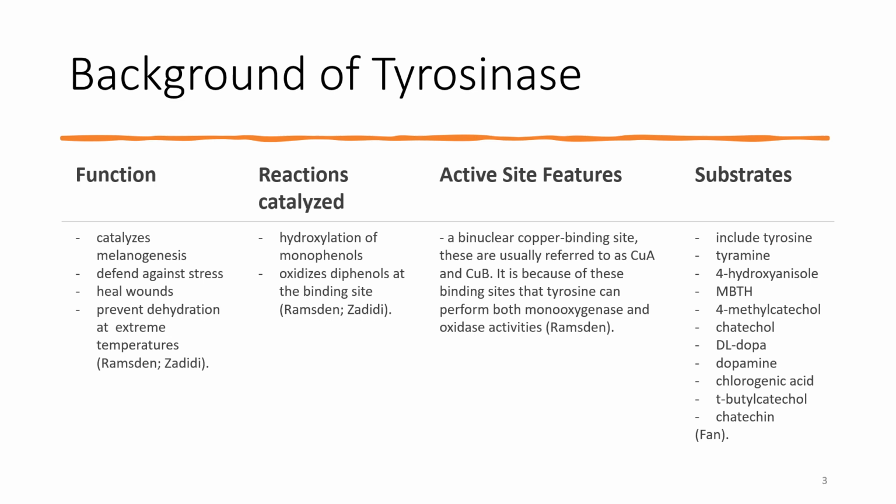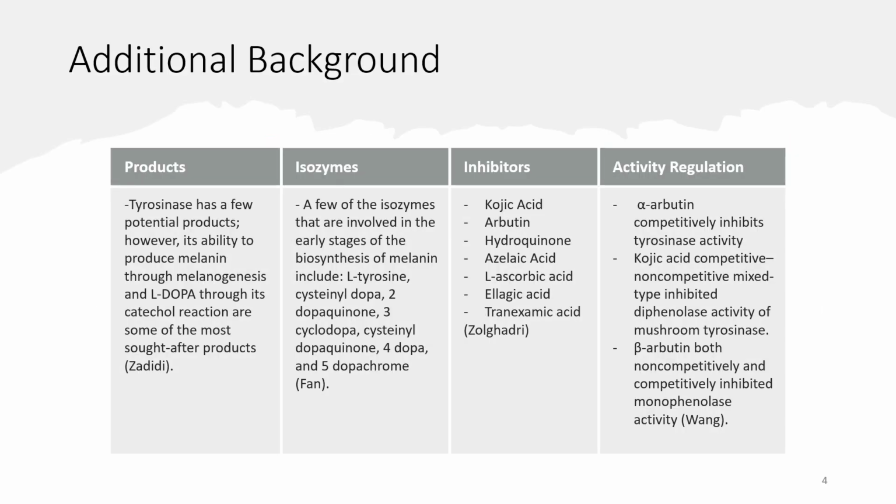Some substrates that interact with tyrosinase include tyrosine, tyramine, 4-hydroxyanisole, MBTH, 4-methylcatechol, catechol, DL-dopa, dopamine, chlorogenic acid, t-butylcatechol, and catechin. There are also a few potential products that tyrosinase can produce. However, its ability to produce melanin through melanogenesis and L-dopa through its catecholase reactions are some of the most sought-after products. Many isozymes of tyrosinase exist.